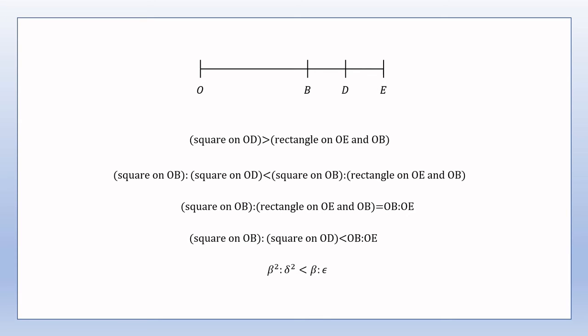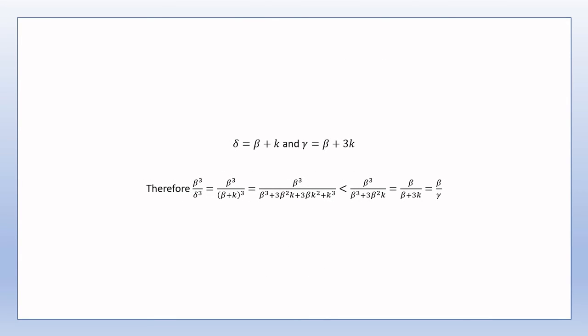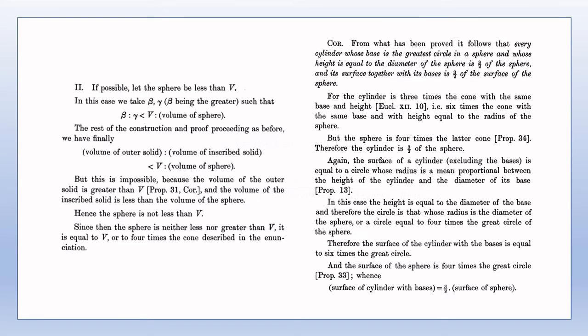Although a geometric approach is clearly possible, it will be quite tedious to carry out. An algebraic argument for beta cubed to delta cubed is less than beta to gamma might go as shown. And a further approach is given in the book and is credited to Eutocius. And part 2 of the proof proceeds along very similar lines to part 1.